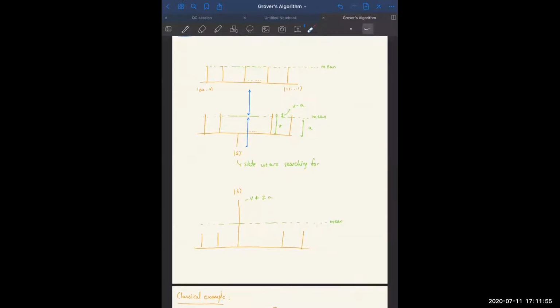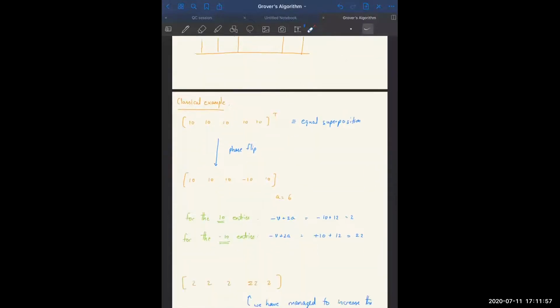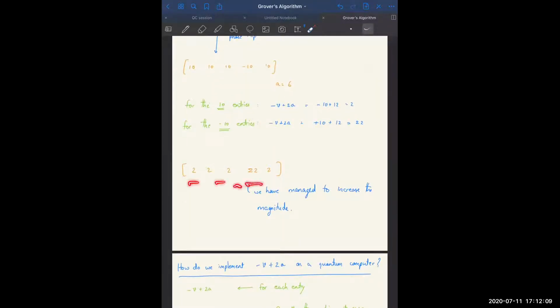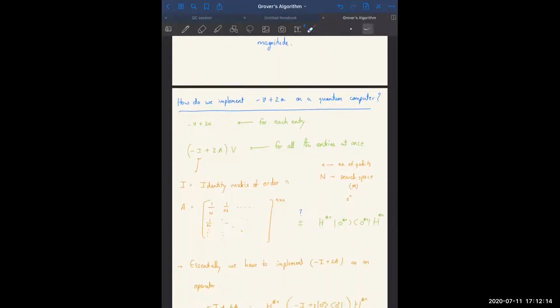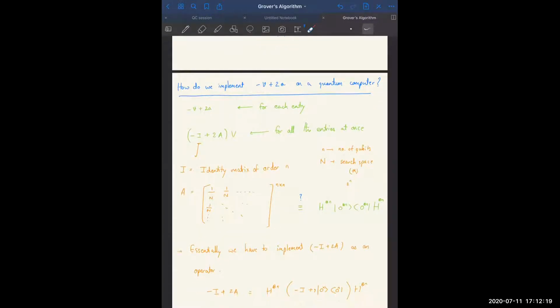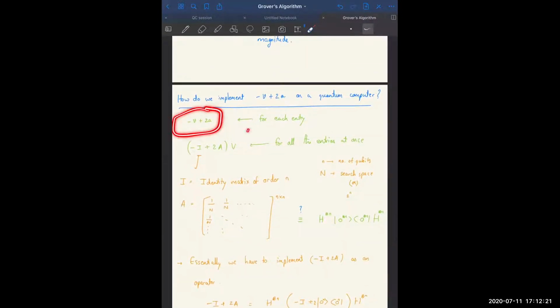The reason I'm telling you this is that classically you can think of a flip about the mean by looking at this specific diagram. You can also look at this classical example to see that it works. So you take an all-equal state, do a phase flip on this entry, and then you do minus V plus 2A for each of those entries, and we get 2, 2, 2, but 22 over here. So we have increased the probability of measuring it. But the next question is, how do we implement this on a quantum computer? This operation is for each entry, and this operation is for all the entries at once, if V is that vector with all the V's.